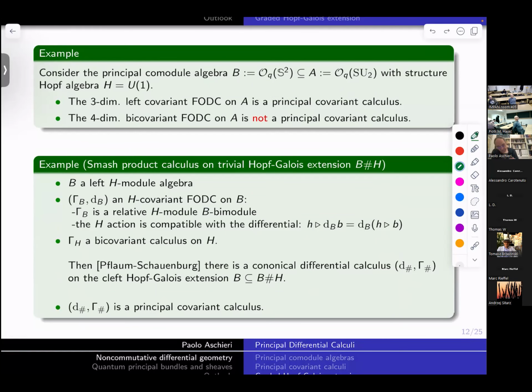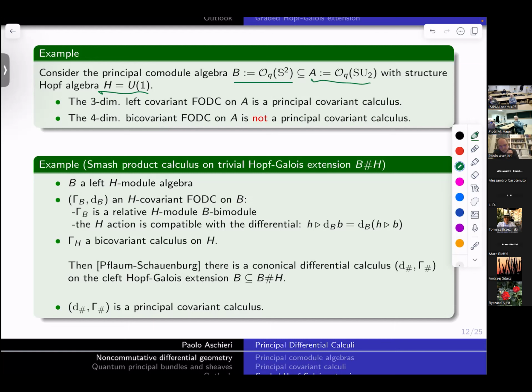Here everything is in the affine setting. We are considering a principal comodule algebra, that of Podleś sphere, where the total space algebra is SUq(2) and the structure algebra is just U(1). So this is the quantum Hopf fibration, and the monopole bundle, if you want.